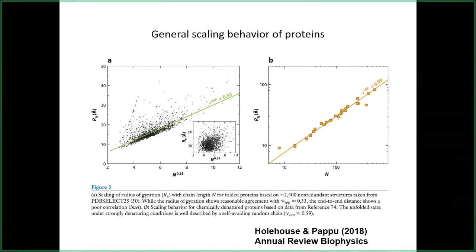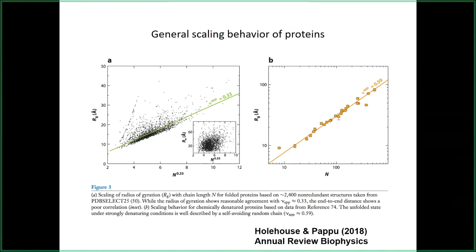Yeah, but so now you're starting to think the nu is a pretty useful thing, right? If I see 0.33 on the scale, I say that probably means they're globular. If I start to see 0.6, you say self-avoiding random walk. If I see 0.5, it means it's a random walk, but wait, that's not physical.